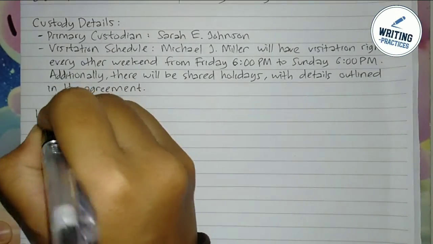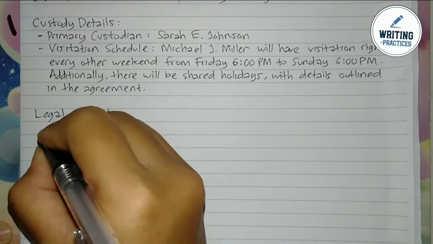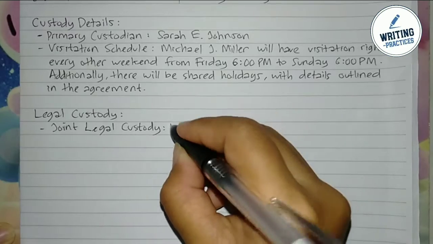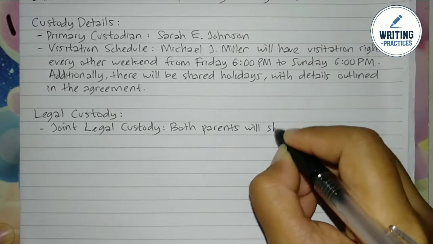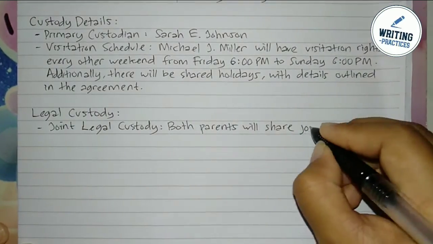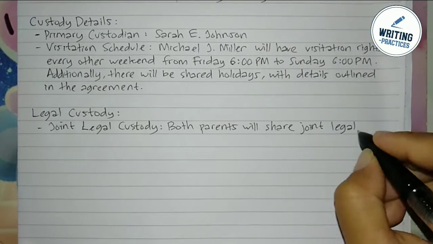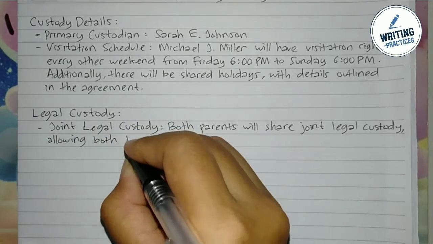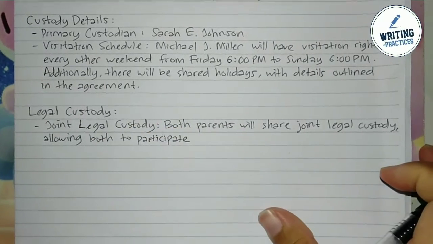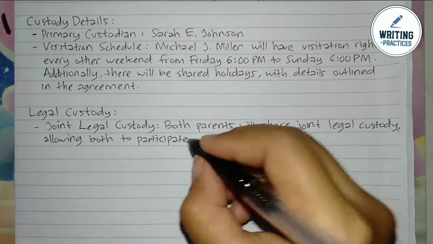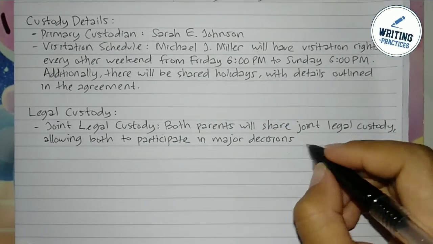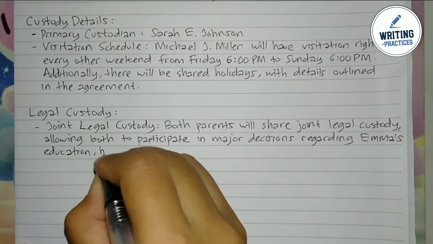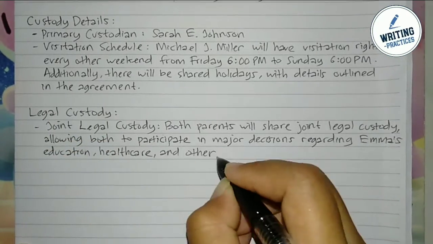In the second section, now you can talk about legal custody. Here, you can start by explaining the legal aspects, such as joint legal custody. This section ensures that both parents are involved in important decisions about the child's well-being. And here is the example of how you write the legal custody points. Joint legal custody. Both parents will share joint legal custody, allowing both to participate in major decisions regarding Emma's education, healthcare, and other important aspects.